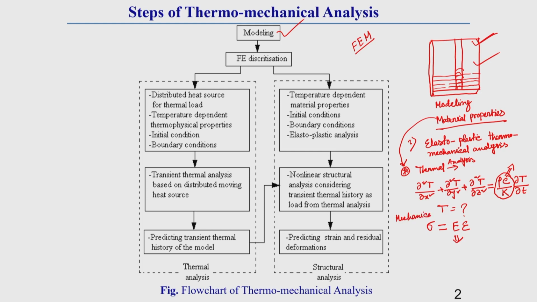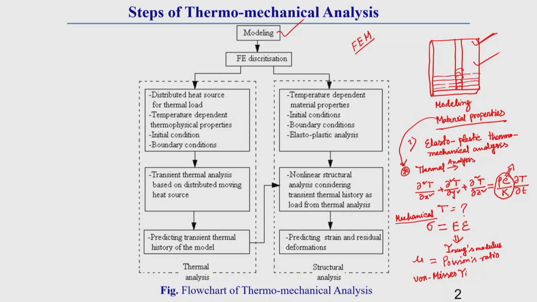What should be the material properties? First one is Young's modulus. As it is a 3-dimensional case, the stress also depends on Poisson's ratio, so Poisson's ratio will be required. Now, as it is an elastoplastic phenomenon, we have to consider some yield criteria. Generally, in case of mild steel, the most appropriate yield criteria in welding analysis is the von Mises yield criteria. What is it called? Von Mises yield criteria.